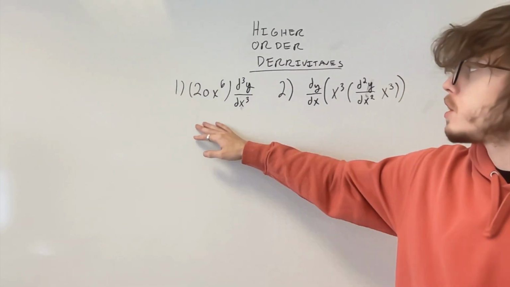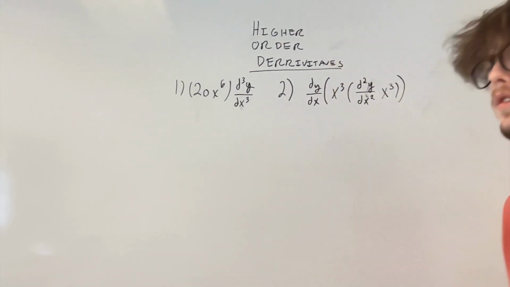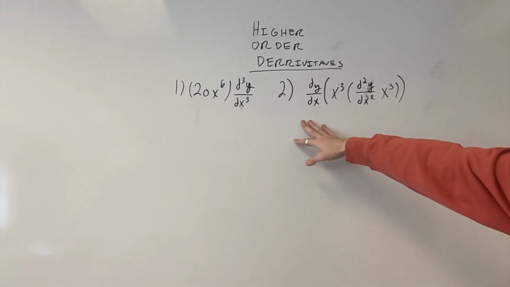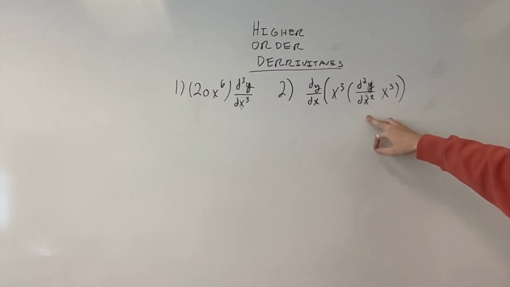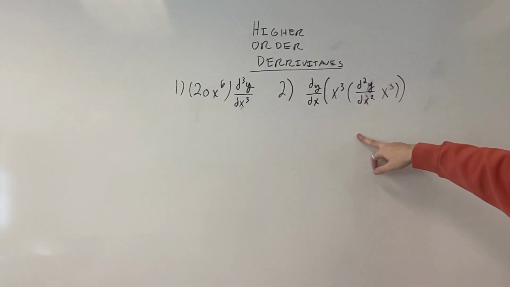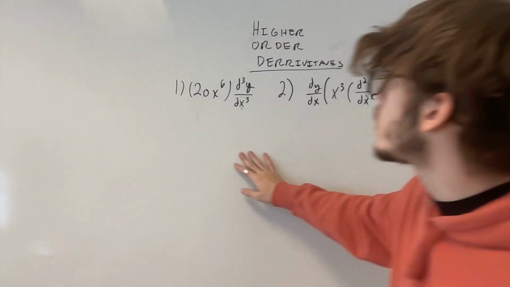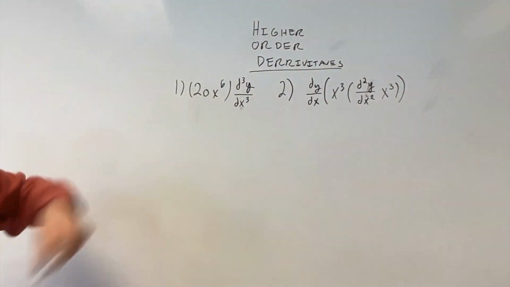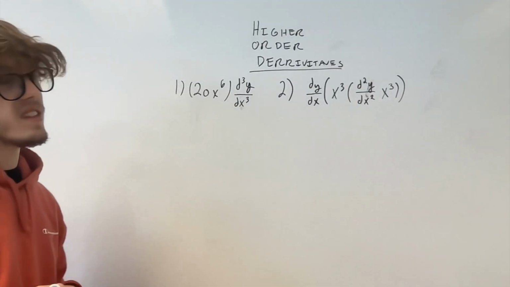In question 1, we're just going to look at taking the derivative multiple times. That's what higher order derivatives is part of. And then part 2, we have, okay, let's take the derivative of the inside twice here and then multiply it by x to the third and then take the derivative of that. Basically, how can we look at these functions so it just doesn't look like a bunch of garbage? So let's start here. This command is saying let's take the derivative 3 times of 20x to the 6th.